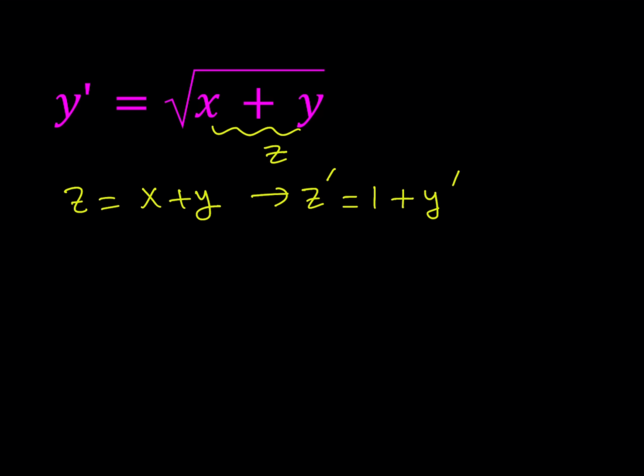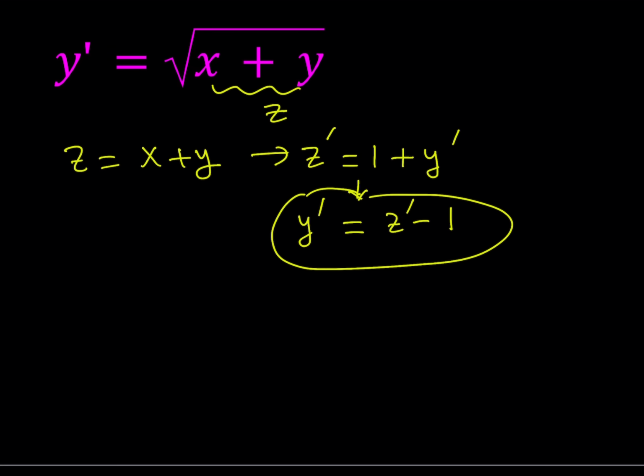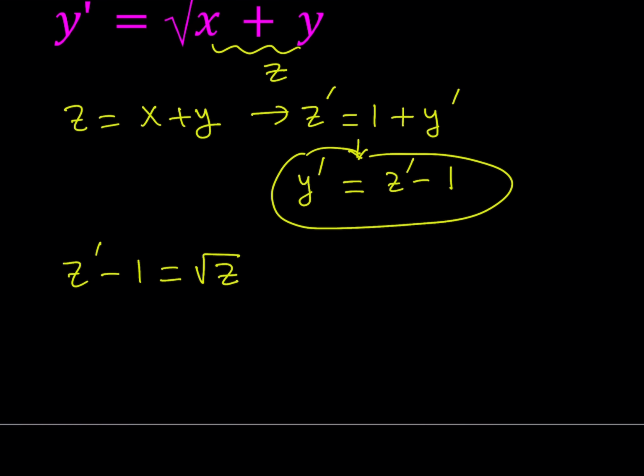Now, this allows you to write y prime in terms of z prime. So let's go ahead and isolate y prime. y prime can be written as z prime minus 1. So that's another thing that we're going to substitute into our equation. So y prime is going to be replaced with z prime minus 1, and x plus y is going to be replaced with z. Therefore, you're going to have the square root of z here. So this equation obviously is much simpler. Notice that we only have one variable, which is z. And then we can go ahead and solve for z and then come back here and back substitute.